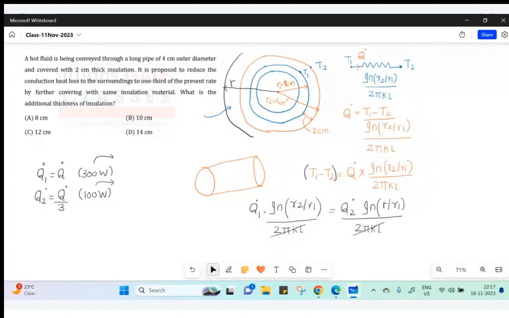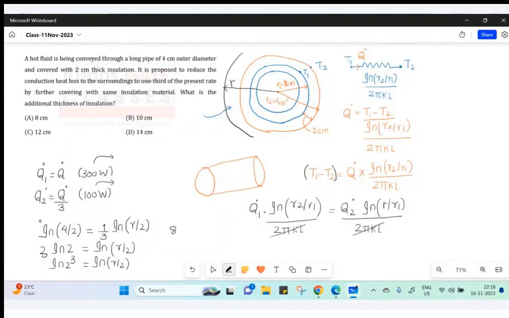Now, what is Q1? This relation will be there. So what do I get? ln(R2/R1) for case 1, where R2 is 4 and R1 is 2, and this will be 1 by 3 of ln(R/2). So I get 3 ln 2 equals ln(R/2), which is nothing but ln 2 cubed, which is 8, equals R by 2. So R is 16.